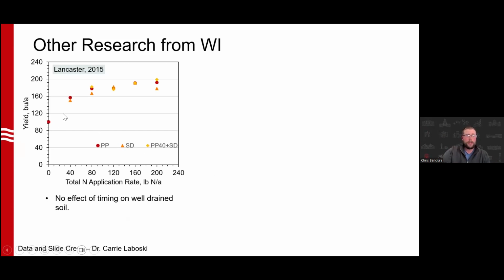So at Lancaster, let's take a look. The red represents N applied pre-plant. The orange triangle represents all the N applied in season at V6. And the yellow diamond is 40 pounds at planting and the rest at V6. You can see here there was no effect of timing on yield or optimum N rates.